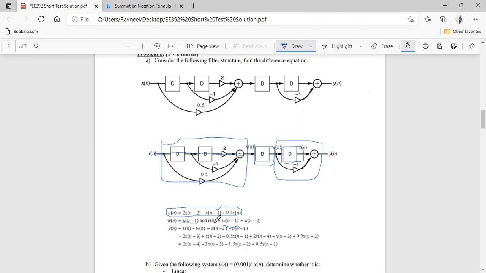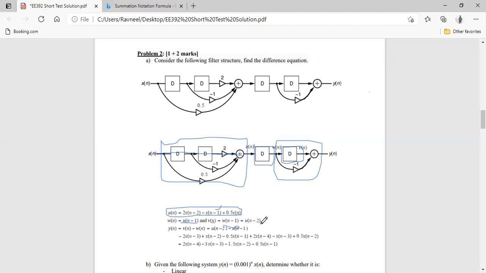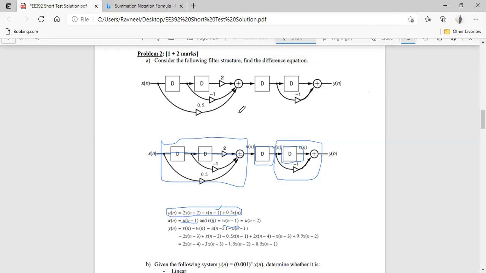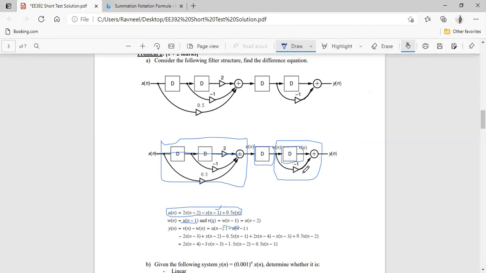Now we can rewrite V of n in terms of U of n. In W of n, we substitute n minus 1, so we end up with U of n minus 2. So we have now written V of n in terms of U of n, and we have written W of n in terms of U of n. We can also write an equation for Y of n.